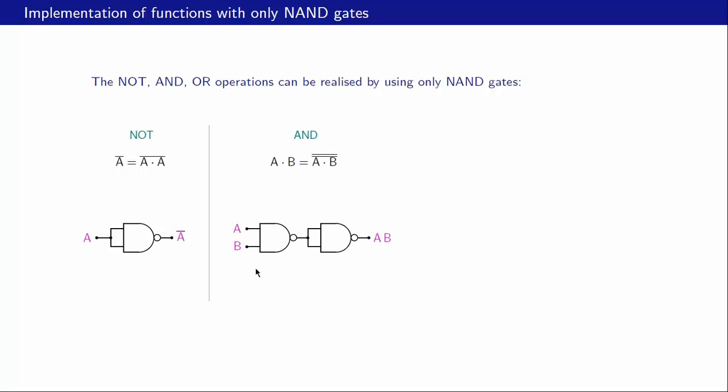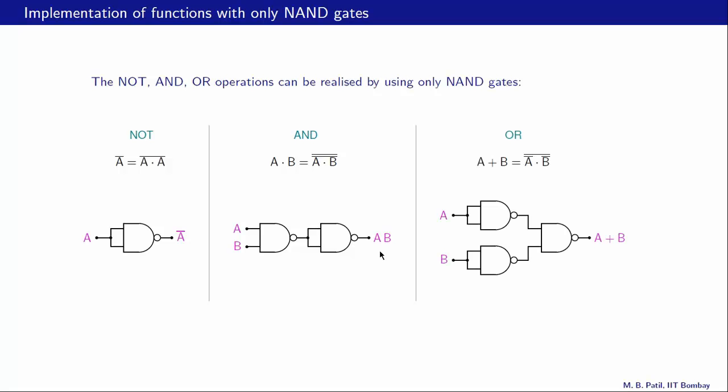Here is the implementation of the AND operation, and let us see how it works. We have one NAND gate here, so at this point we have AB bar, and then we have connected this inverter. So therefore we get at the output AB bar of that, and that is nothing but AB. So that is the AND operation.